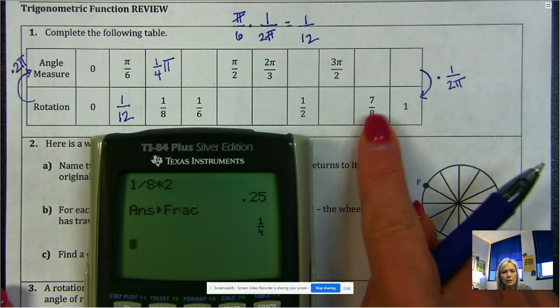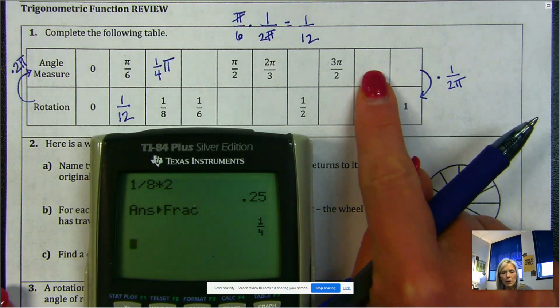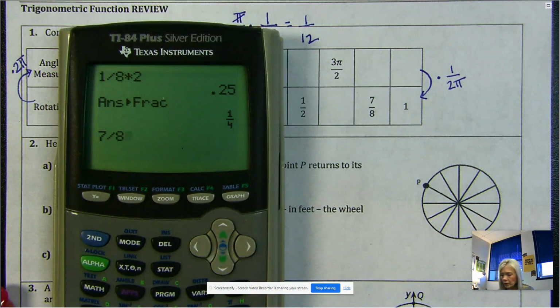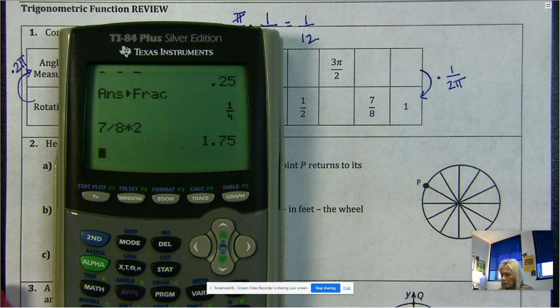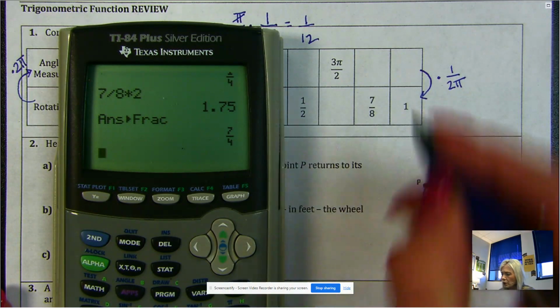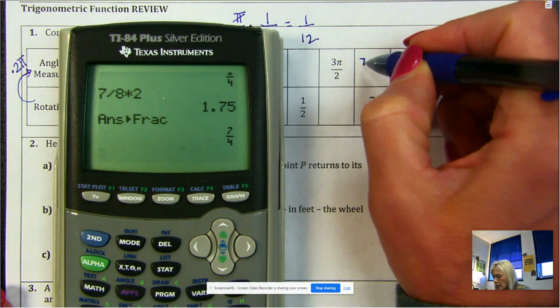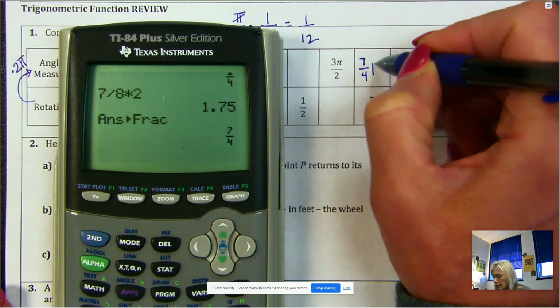It's 7/8. So to go up to the angle measure, I take 7 divided by 8 on my calculator, and multiply it by 2. It gives me a decimal. Math, enter, enter changes that decimal to a fraction, 7/4. So a rotation of 7/8 is at an angle of 7/4 of pi.